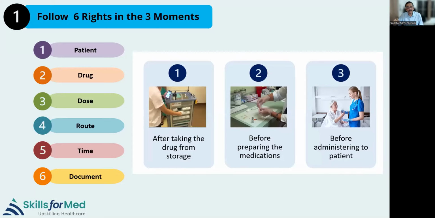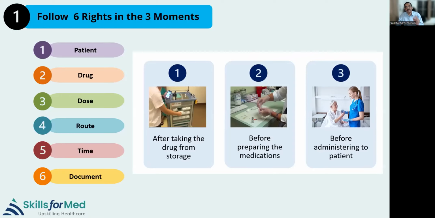That is the right patient. You look at the wristband and check it with your drug chart to make sure you have the right patient. Look at the prescription and make sure of the right drug, the right dose, the route, and look at the clock to see whether you're giving it at the right time. And finally, document all of these. So these 3 movements: after taking the drug from the storage, before preparing the medication, and before administering the drug to the patient, you have to look at these 5 rights and document it. Okay, so that is the first step.